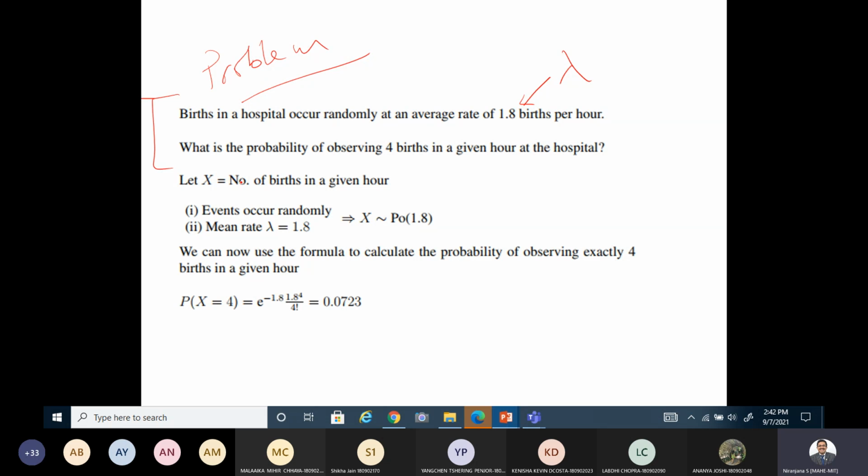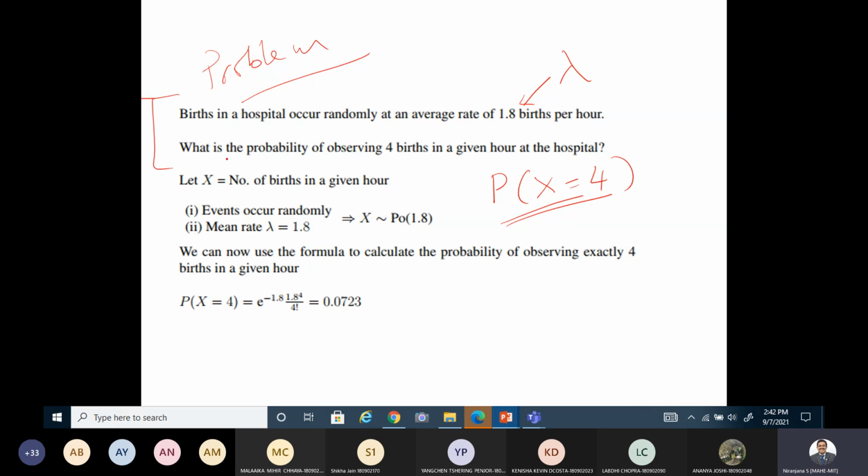Then what is the question here? The second half: what is the probability of observing, or what is the possibility of getting, exactly 4 births in a given hour at the hospital? So that means you are expected to calculate some probability where you have the value 4.